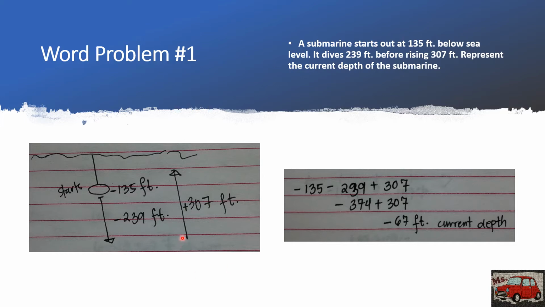Okay? So, then nag-rise daw siya ng 307 feet. So, ibig sabihin, umakyat siya. So, that's why it's positive kasi hindi na siya pailalim, kundi pataas na siya. Okay? So, ang tanong is, anong sukat na ngayon ni submarine? Nasaan na daw siya? So, since we have dito, we have negative 374 and umakyat siya ng 307. So, currently, nandun na siya sa 67 feet below sea level. Okay? So, negative pa rin siya kasi nandun pa rin siya sa ilalim ng dagat. Alright? So, that is the current depth of the submarine.